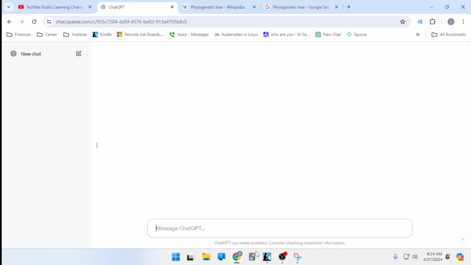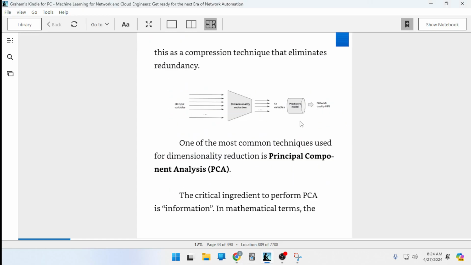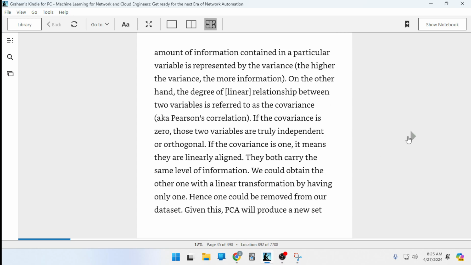I'll refresh this. Okay, so one of the most common techniques used for dimensionality reduction is principal component analysis, PCA. The critical ingredient to perform PCA is information. In mathematical terms, the amount of information contained in a particular variable is represented by the variance. The higher the variance, the more information.